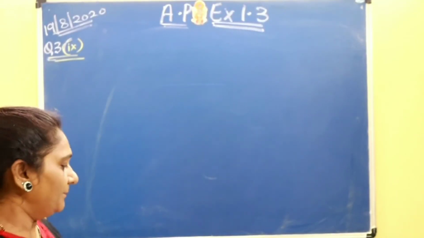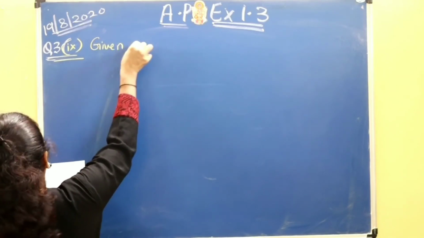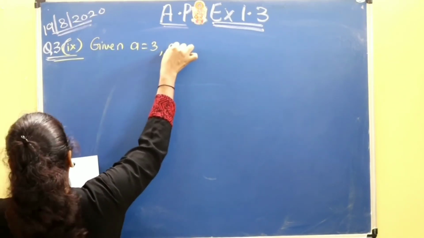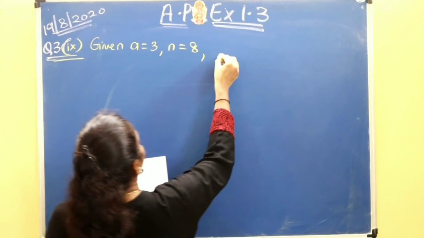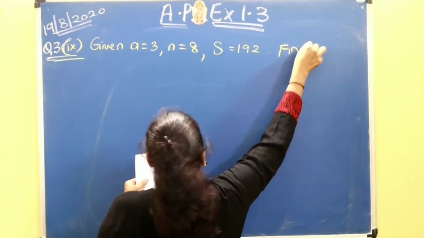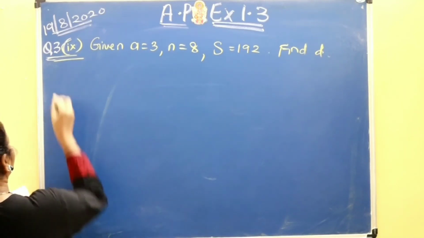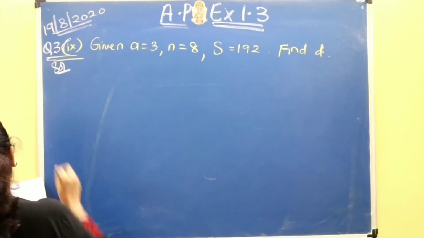Coming to the ninth sum. Given a is equal to 3, n is equal to 8, Sn is equal to 192. You have to find d. Coming to the solution.